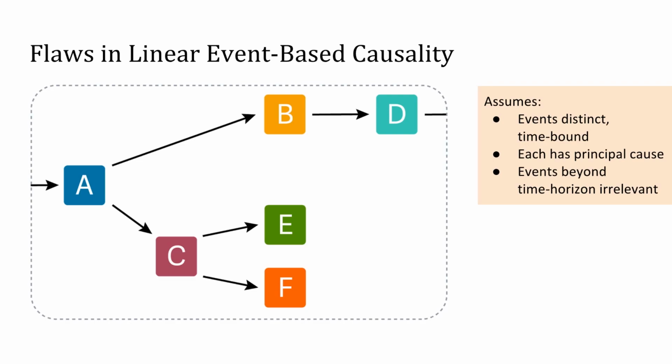First off, it assumes that events are distinct from each other and that they're time-bound, so that they happen at a specific time and often a specific place. It also assumes that each event has a principal cause. And even if we go so far as to think of multiple causes, we usually limit that to about 3. And then of those 3, we say, oh yeah, one of those is the main cause, right? And finally, this also implicitly assumes that events that lie beyond our time horizon or our memory are irrelevant to what's happening at the moment.